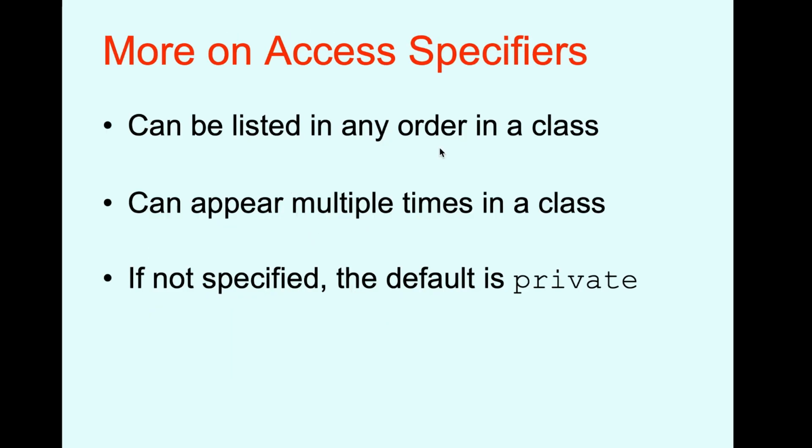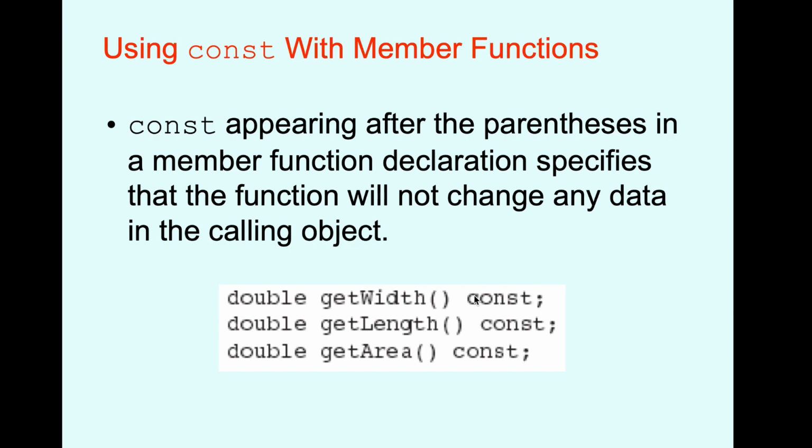Okay, private and public can be listed in any order. It is not necessary that you must write the private first and then the public second. No, you can actually write the public first, and if you want, you can write the private after that. You can also have a series, for example, first private, then public, then again private, then again public. You can do as many blocks as you want.